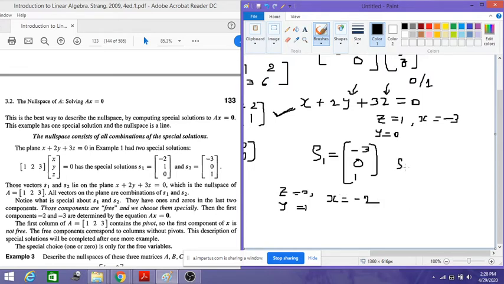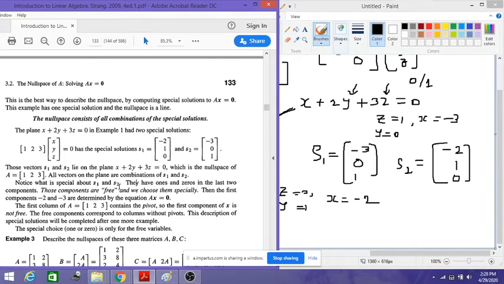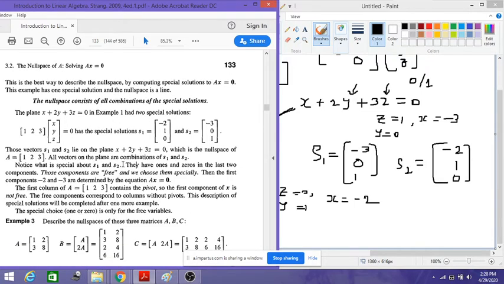Then the second solution, I can write this as s2 equal to minus 2, 1 and 0. So those vectors, s1 and s2, lie on the plane of x plus 2y plus 3z equal to 0, which is the null space of A. And all the vectors on the plane are combinations of s1 and s2.